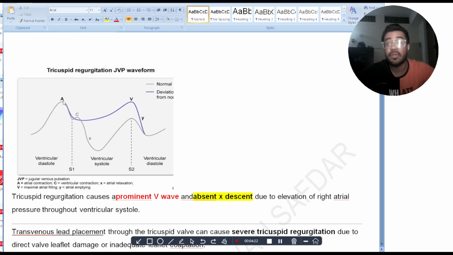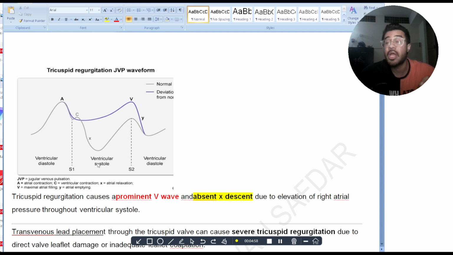And the A wave, the A peak, basically represents the peak pressure in the atria during their peak contraction. And once the peak contraction is achieved at the A peak, the pressure starts to fall again as the atria start to relax again, and as soon as the ventricles contract, there's a bulge of pressure again due to the tricuspid valve closure. So this is how you explain the JVP waveform, and the most important thing is it denotes the pressure in the atria, not in the ventricles.